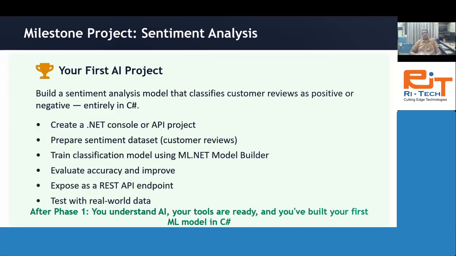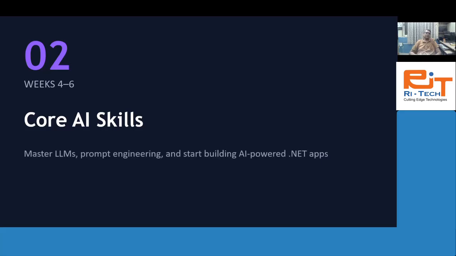Now, after phase 1, you understand AI, your tools are ready, you have built your first AI ML model in C#. After this phase, you're done. And phase 2 starts from week 4 to week 6. Here we'll cover the core AI skills: master LLMs, prompt engineering, and start building AI-powered .NET apps.